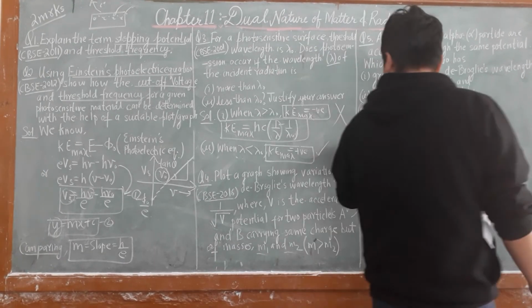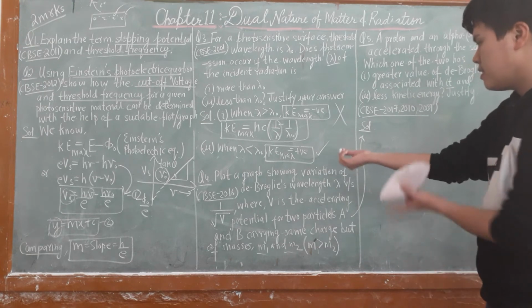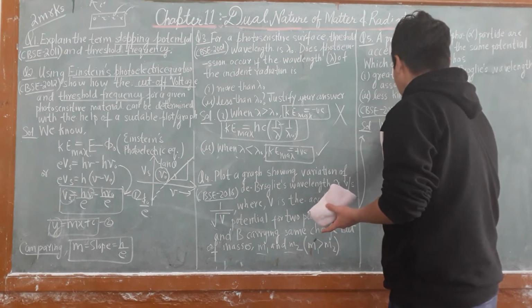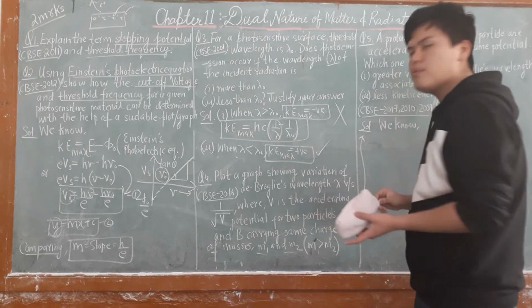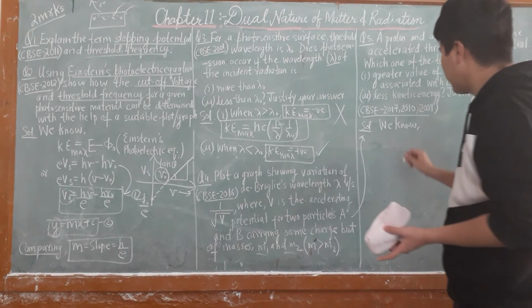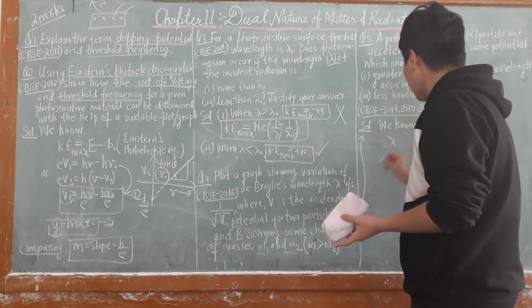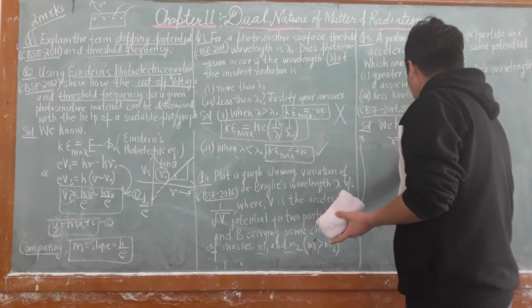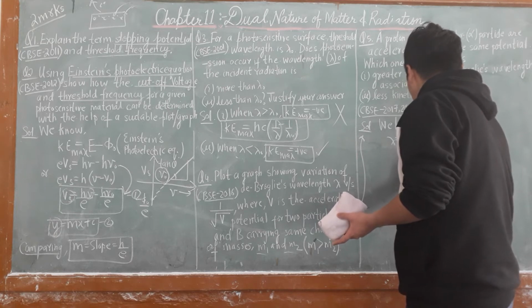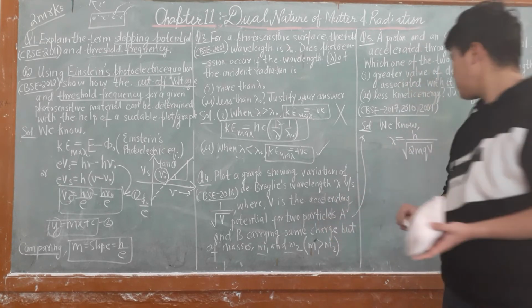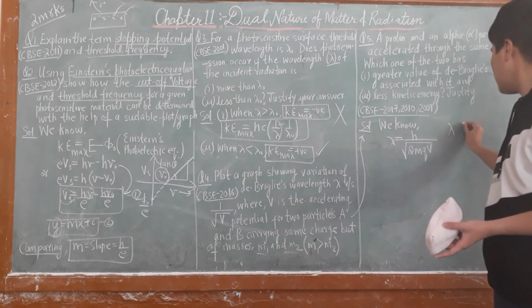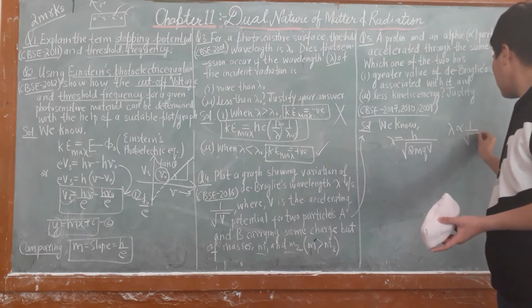We know that the de Broglie wavelength in terms of potential is lambda equal to h upon under root 2mqV. Therefore, lambda is inversely proportional to root V.